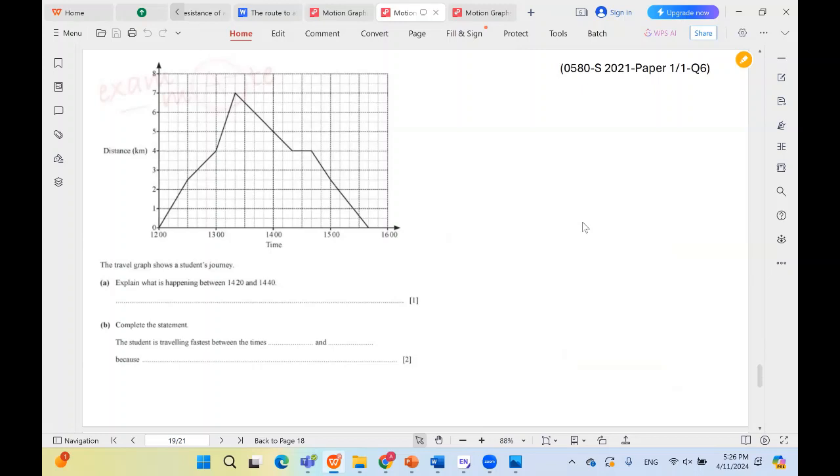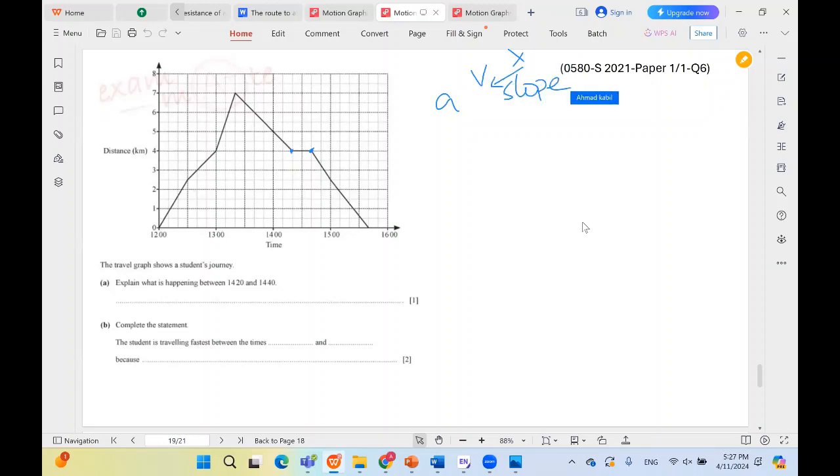For the new problem here, we are told the travel graph shows a student's journey. Explain what is happening between 1420 and 1440. So 1420 is this point here, and 1440 is this point here. And since this is a distance time graph, we should remember the triangle. And to get the speed, we now need to get the slope or the gradient.